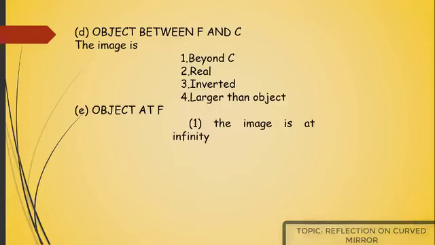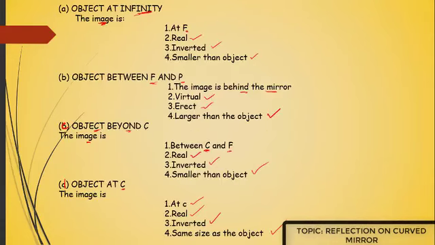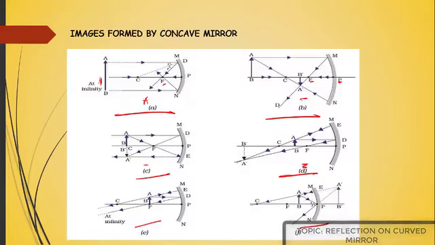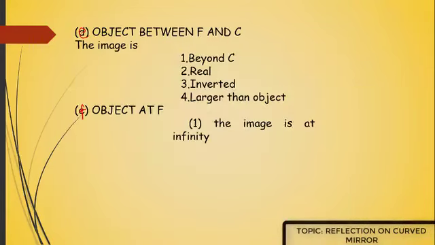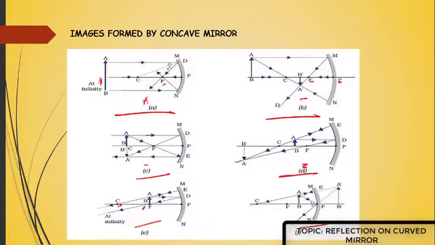Now, what if the object is placed between F and C? If the object is placed between here and here, the image will be formed beyond C. It will be real, inverted, and larger than the object, so it will be formed anywhere beyond C.